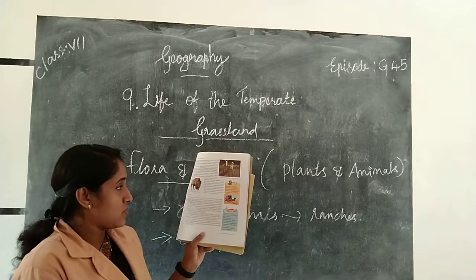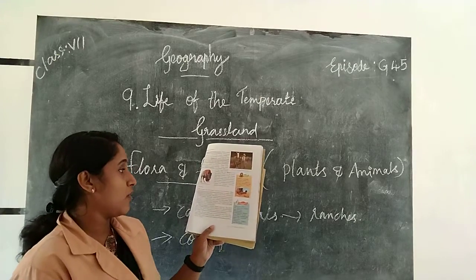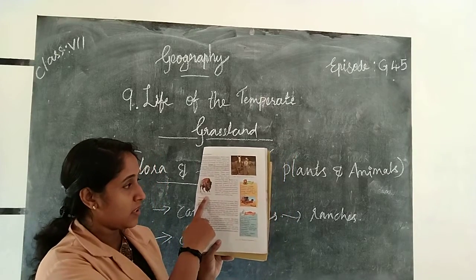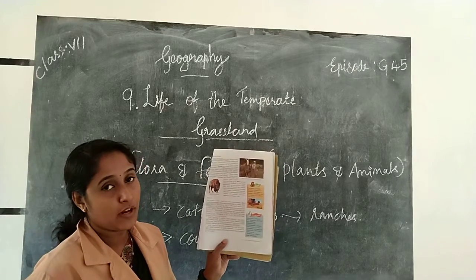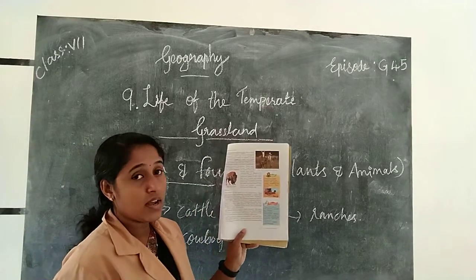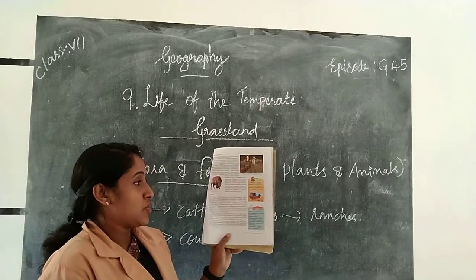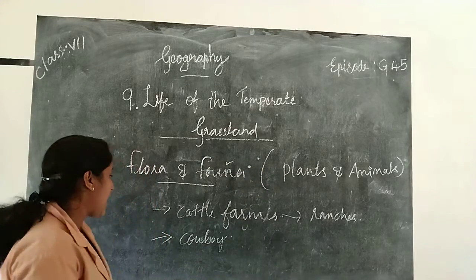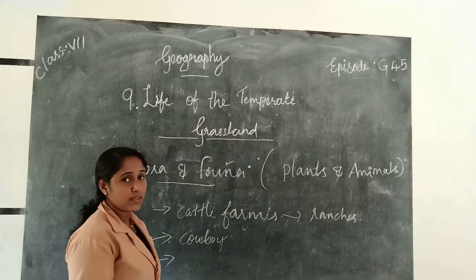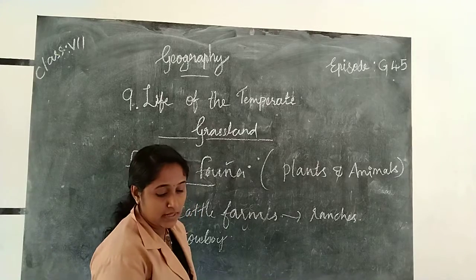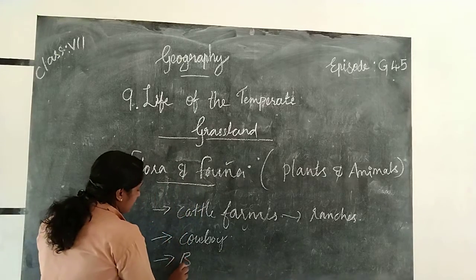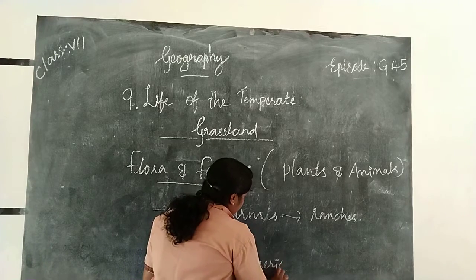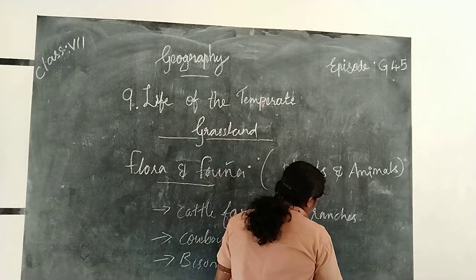Another animal in this region is the bison. Look at figure number 9.4. You can see the bison, or the American buffalo. It is also an important animal in the prairies region. So the next animal is the bison, right? Yes, bison is also known as the American buffalo.